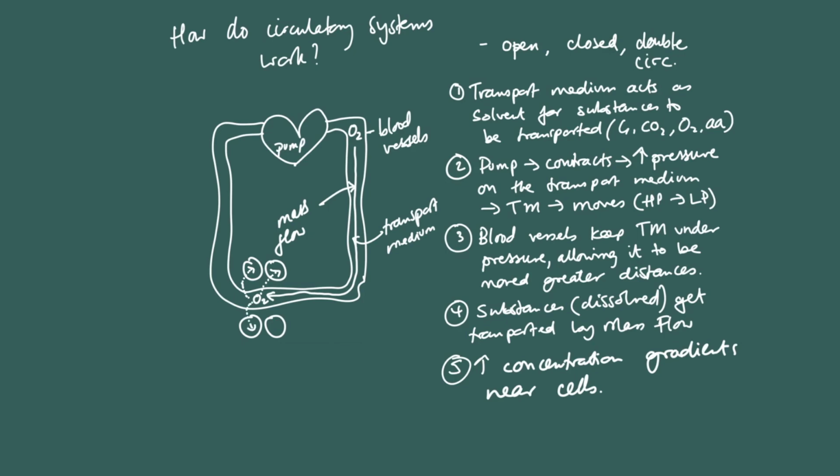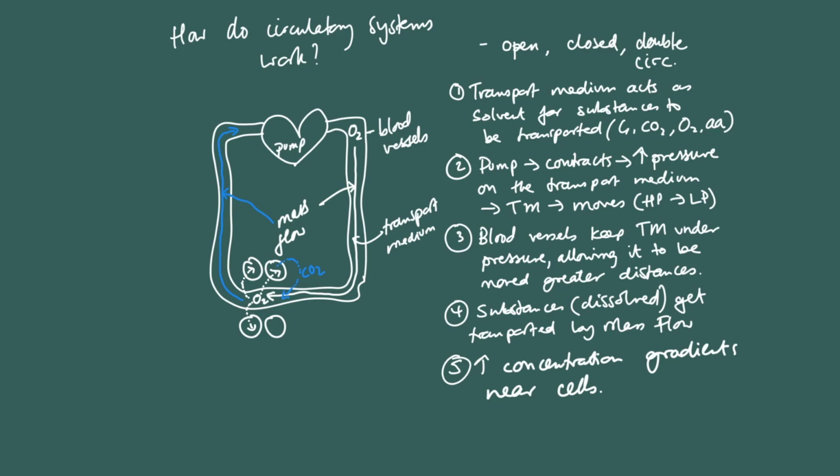Okay? And the same is true for carbon dioxide moving in the opposite direction. Because we're constantly moving the CO2 away from the cells by mass flow, we are maintaining a low concentration of carbon dioxide near these cells, and so carbon dioxide then happily moves out of these cells and into the blood vessels to be carried away under mass flow to be removed at some other place.